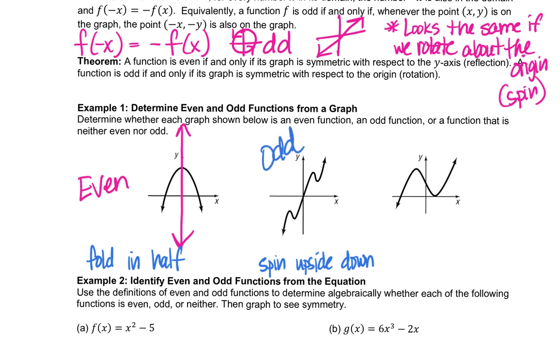Because I can't fold it, so it's definitely not even. So then we check if we can spin it. And then this next one, if I were to fold it along the y-axis, it's not going to match up point for point. If I spin it upside down, it's not going to be the same. So this one is neither. So that is a way to look at them and tell if they're odd or even or neither.